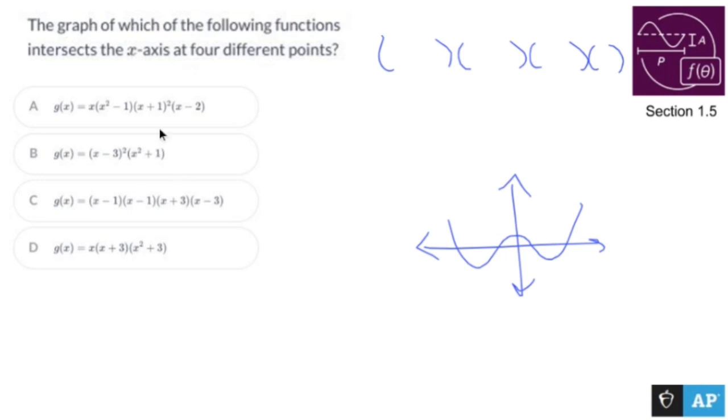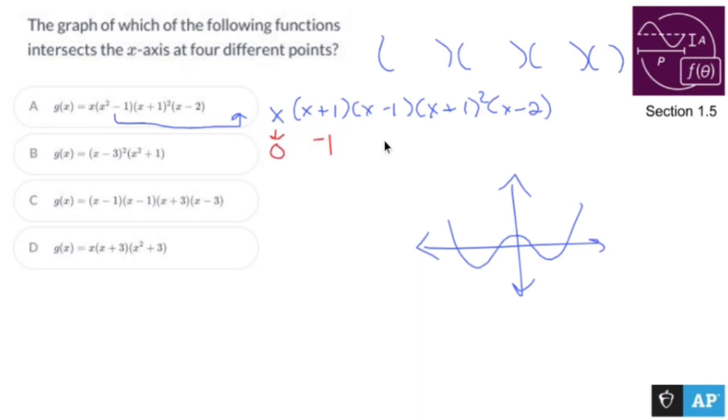We need 4 different points. First things first, u can be factored a little bit more. So technically, this guy is x times x plus 1 times x minus 1 times x plus 1 squared times x minus 2. So what that does is that gives us a 0 at 0, a 0 at -1, a 0 at +1, a 0 at -1 with a multiplicity of 2, and a 0 at 2.